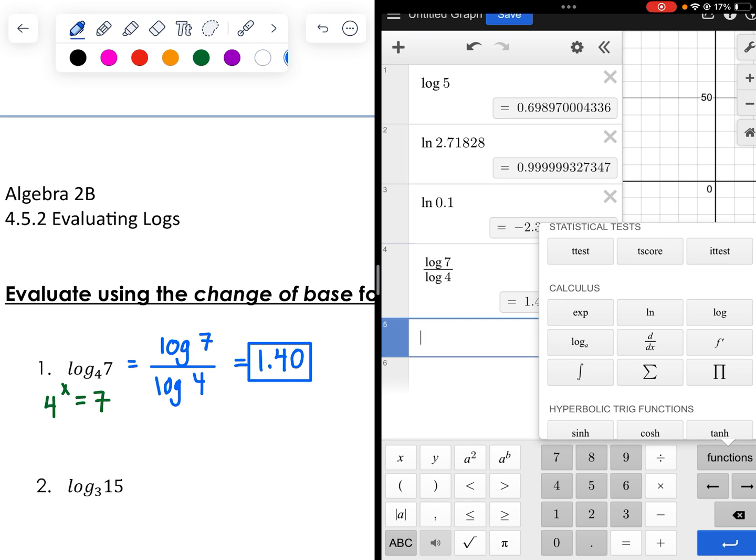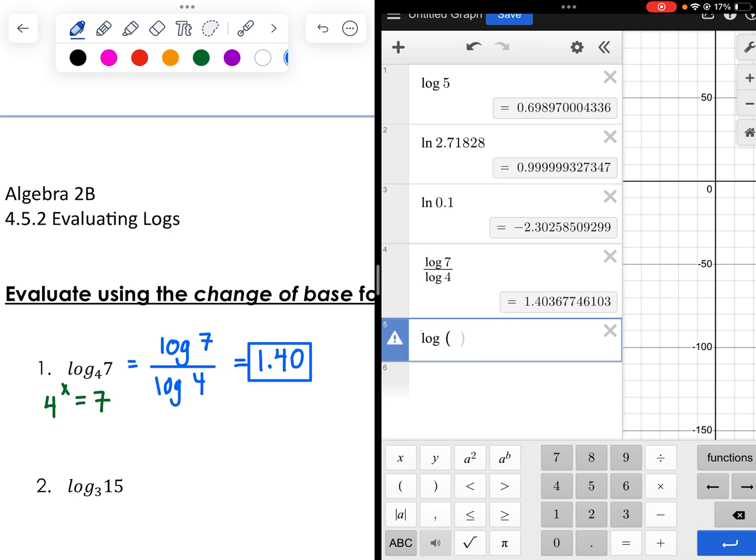But if you see, we have our ln, which we can just type in. We have log, we type that one in. But you also have this log base a. And so it sets it up to where you can type in the 4 for the base, so it's little. And then you can type in the 7 in the parentheses, and you'll get the same answer, okay?